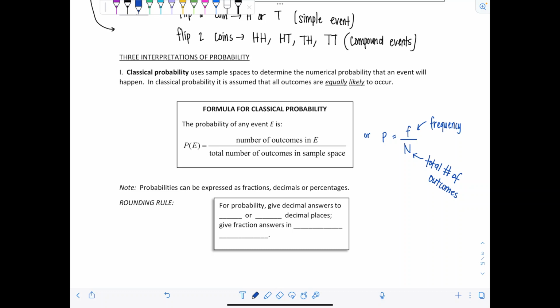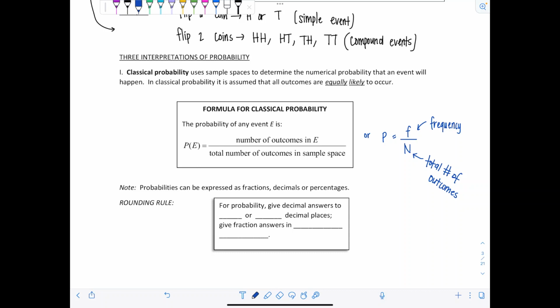And then probabilities, we can express them as fractions, as decimals, as percents. Just look at the problem. If it already is working with decimals, then stay with decimals. If they've got fractions, stay with fractions. Usually let the example set the tone. And if they don't say, then you can just do whatever you want.